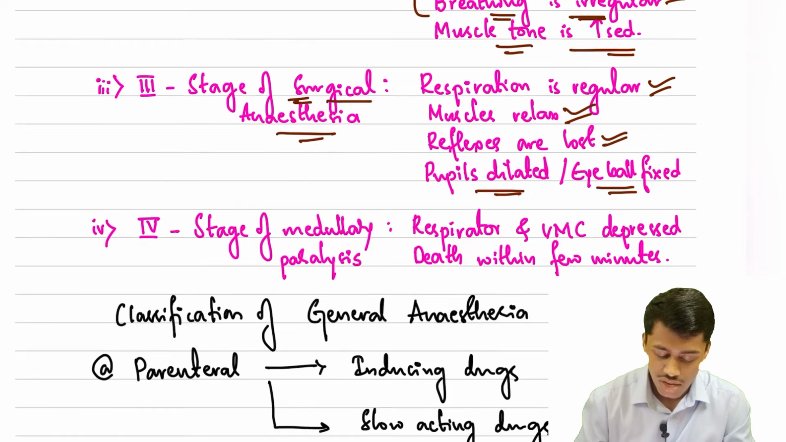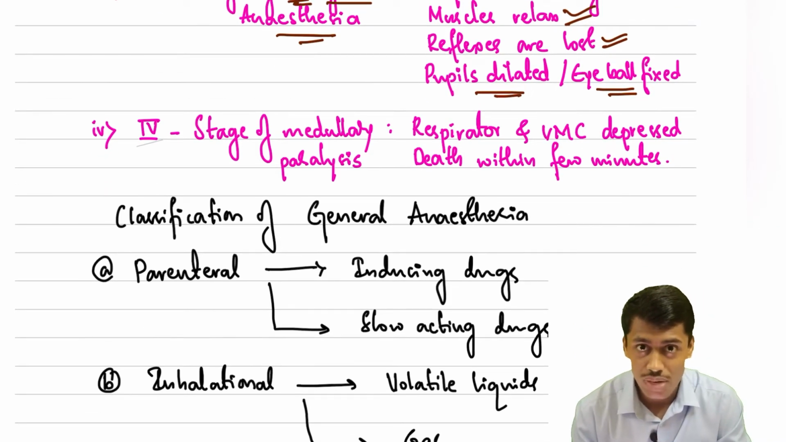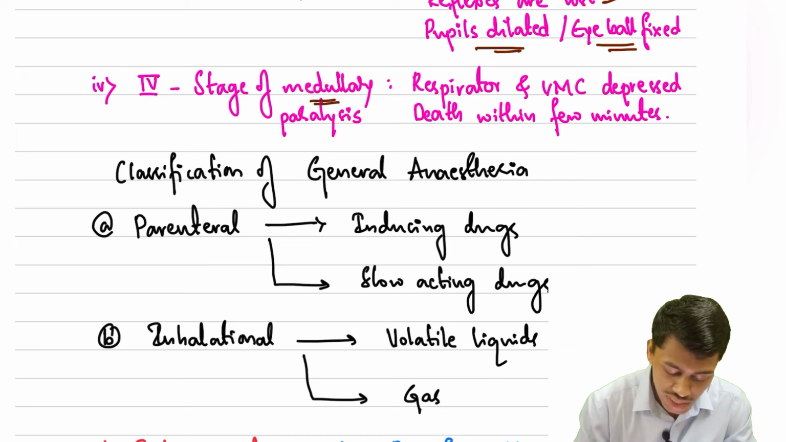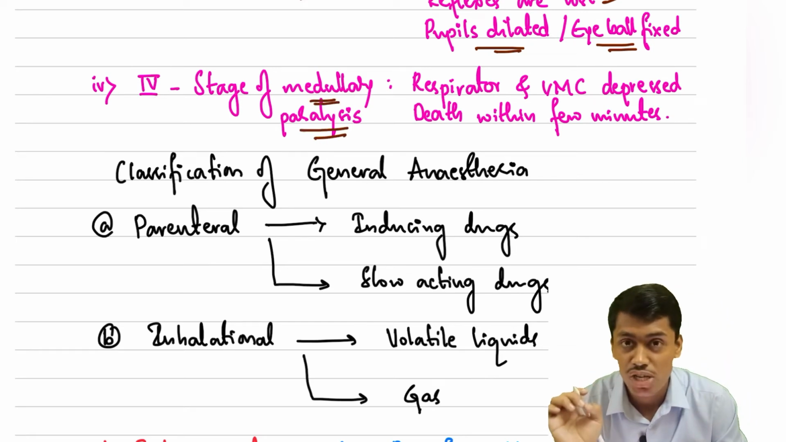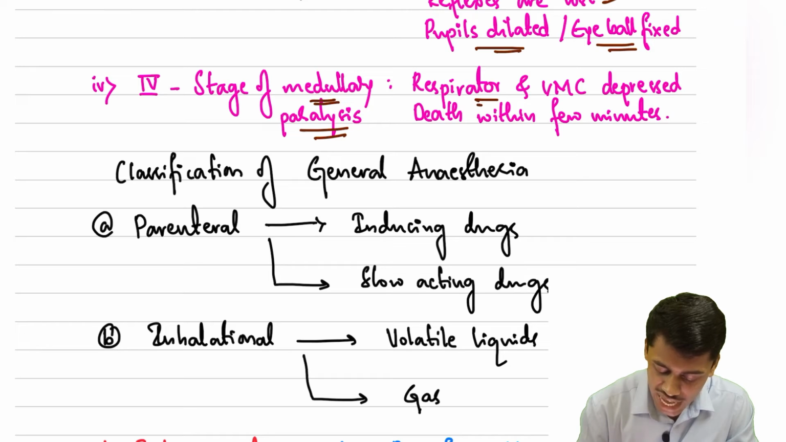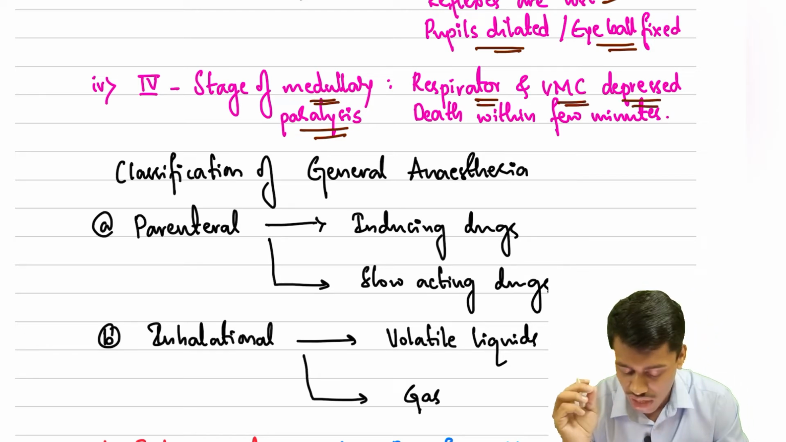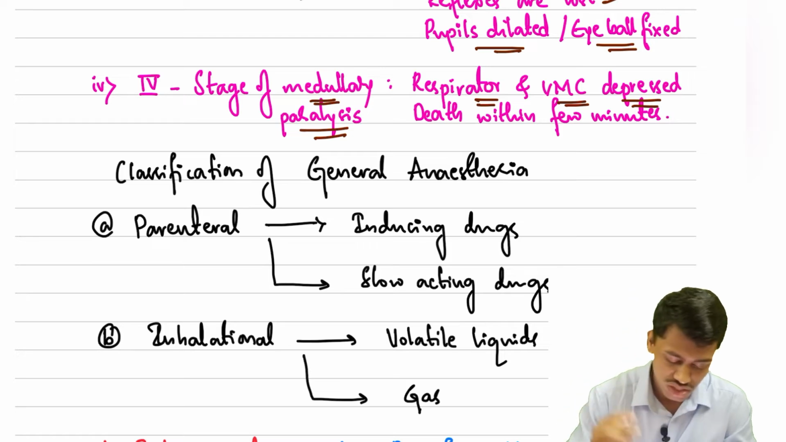Then finally, from the third stage, we should not let them progress to the fourth stage. The fourth stage is called the stage of medullary paralysis. In this stage, the respiratory as well as the vasomotor center are both depressed, and the death of the patient will occur within a few minutes. So this is about the fourth stage of anesthesia.